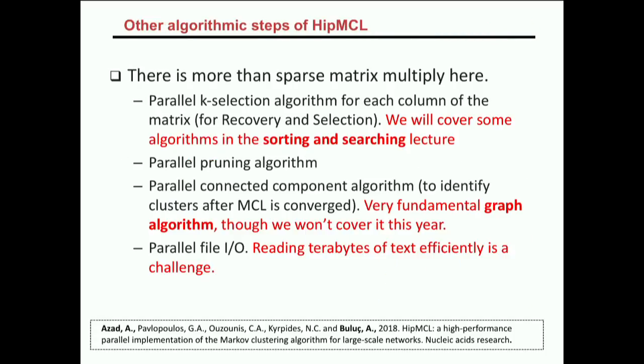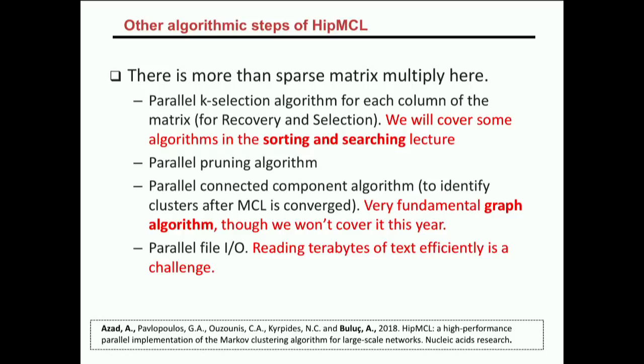There are more steps than sparse matrix multiply here. There is a k-selection algorithm, because at every pruning stage, we choose the k smallest or largest entries in each column. And we'll talk about selection algorithms in parallel in the sorting and searching lecture. So basically, how do you pick the k largest entries in a vector in a parallel environment as fast as possible? Some pruning, which is more or less embarrassingly parallel.